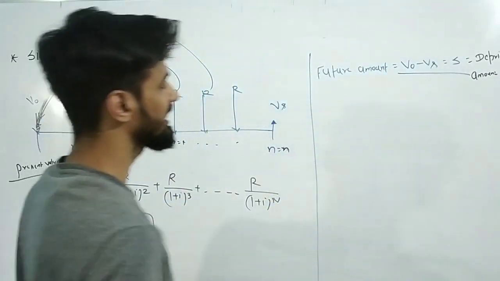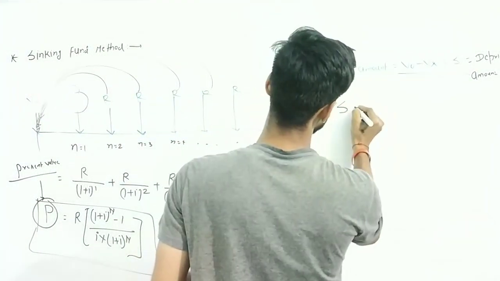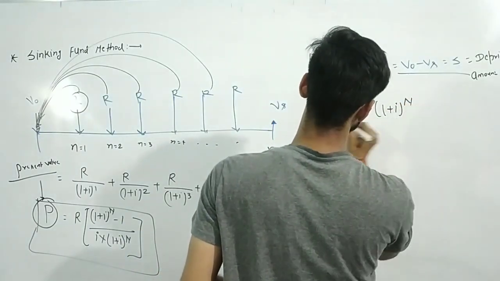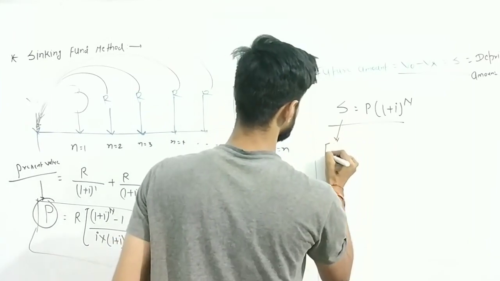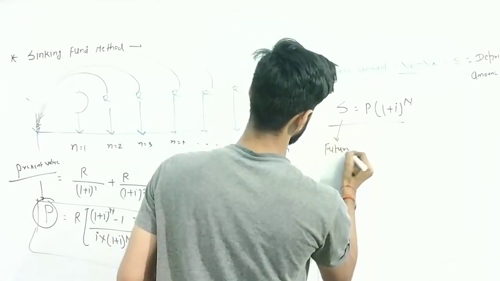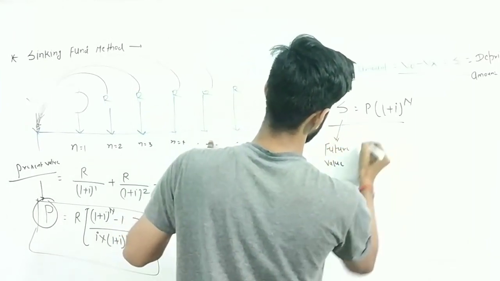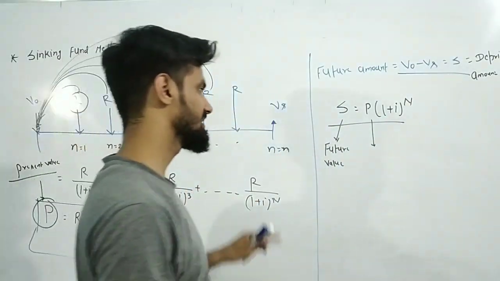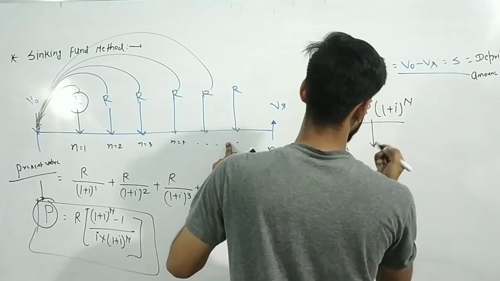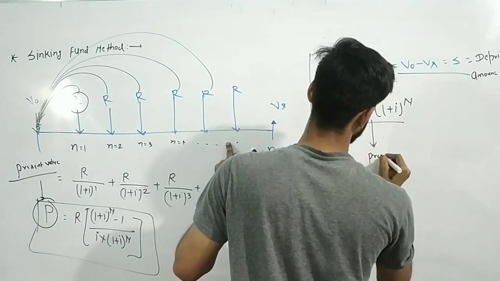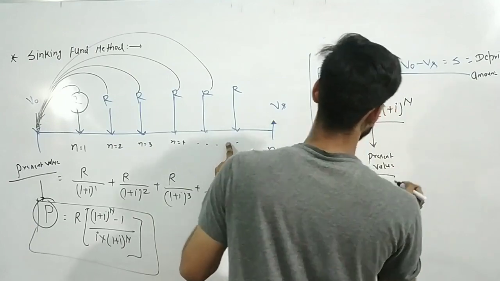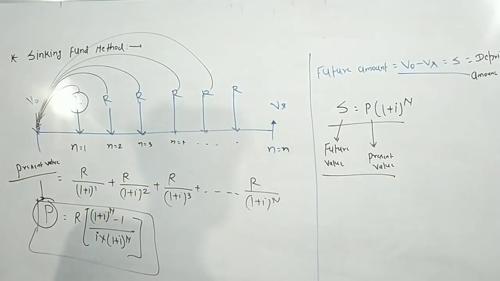Okay. So you can write S is equal to P into (1 plus i) whole to the power n. So S is equal to future value. Future value, I will teach you these things in the annuity concept, then you will be able to understand. P is equal to present value. So from here, what you have to do, just substitute the present value there.